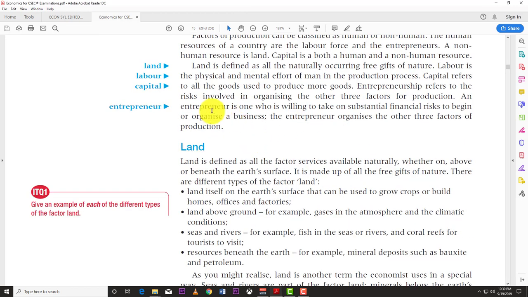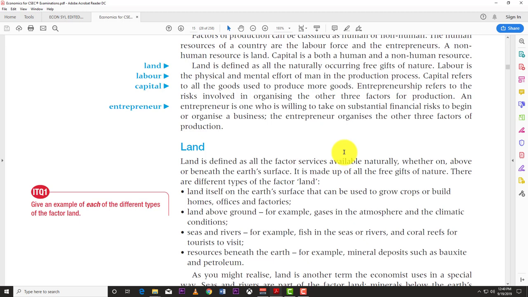So based on the definition in the book, an entrepreneur is the one who is willing to take a substantial financial risk to begin or organize a business. The entrepreneur organizes the other three factors of production together. Now, let me just put a note on this one where they say substantial financial risk. That is true, but an entrepreneur also takes a calculated risk, because to be honest, you're not a good entrepreneur if you take such a risk knowing that it might fail. It has to be a calculated risk. That's a skill there. You have to know what risk to take. You cannot just jump off a cliff just like that. It has to be a calculated risk.